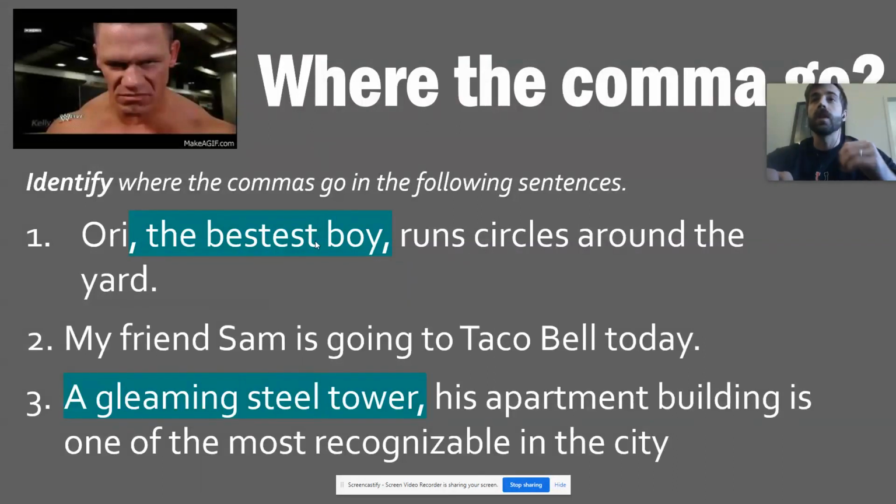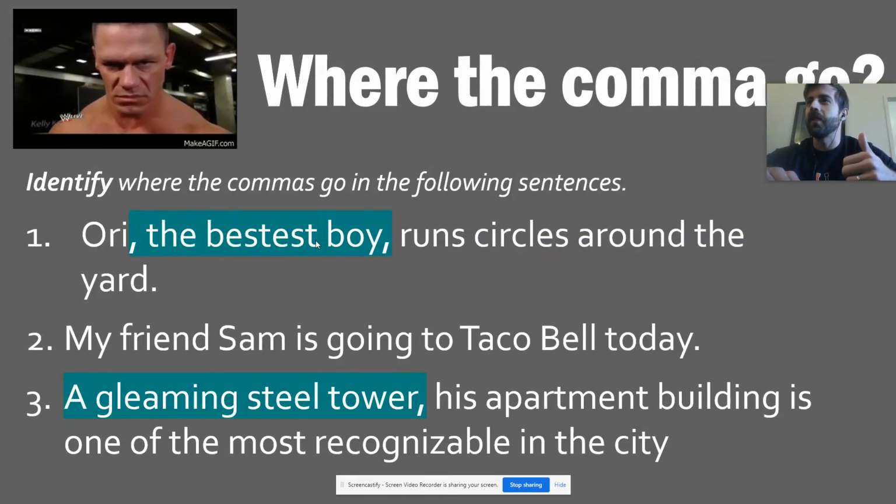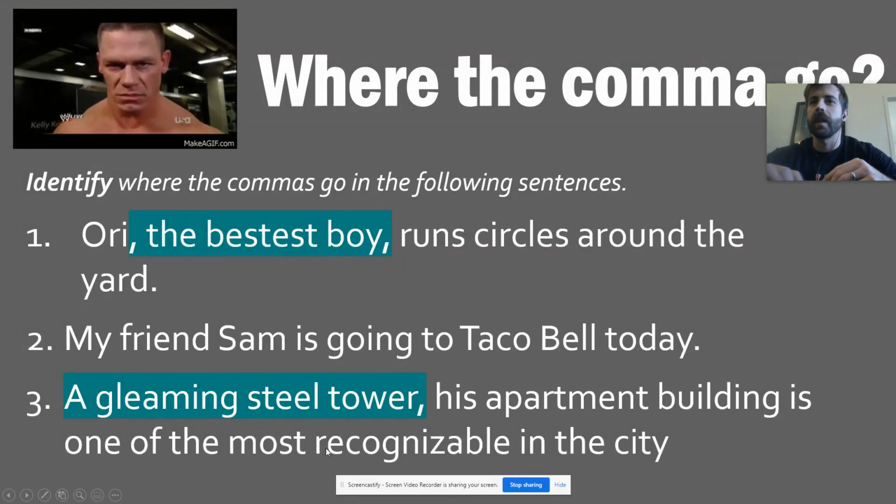So good luck identifying, finding, and punctuating appositive phrases, and then try to work these into your own writing. It's a great way to develop and expand your sentences.